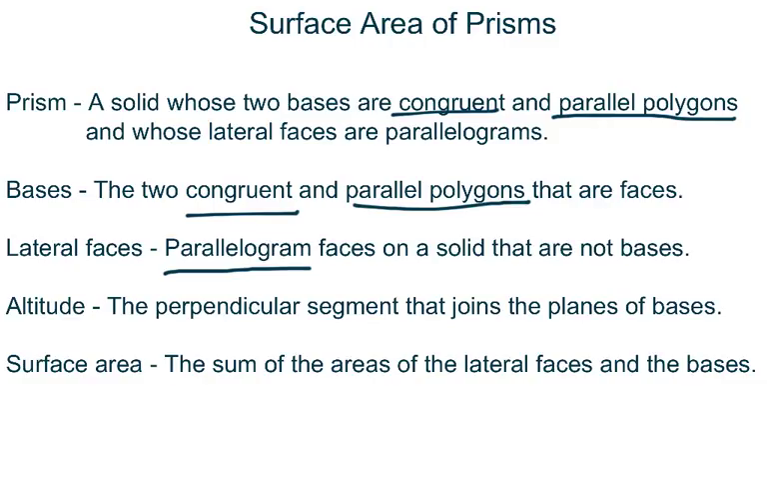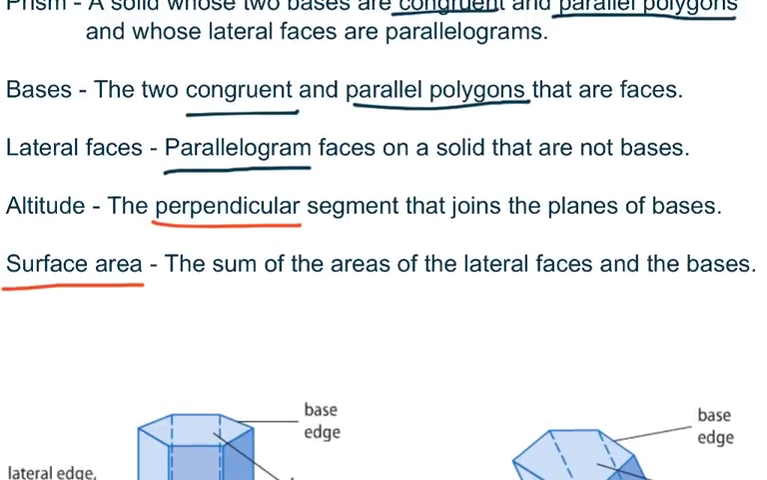And then we have the altitude. Now the altitude of a prism is the perpendicular segment. So there goes the key word there. The perpendicular segment that joins the planes of bases. And lastly, we have surface area. And this is where we're going to be focusing mostly today. It's the sum of the areas of the lateral faces and the bases. So what happens when you find all the areas of all the faces on that prism? So that's what we're going to be dealing with. So let's get to it.